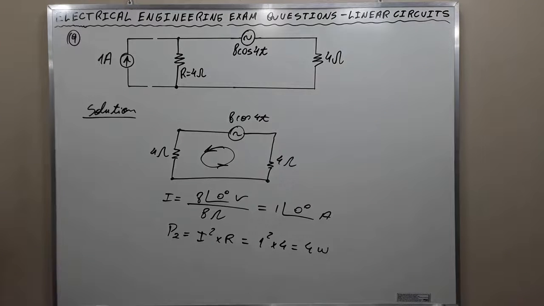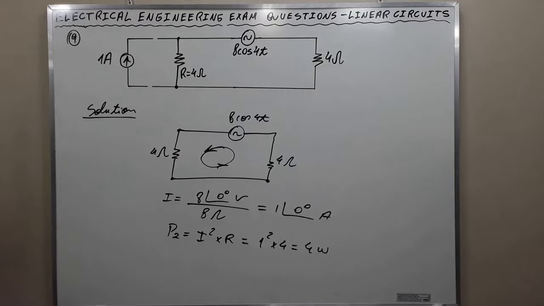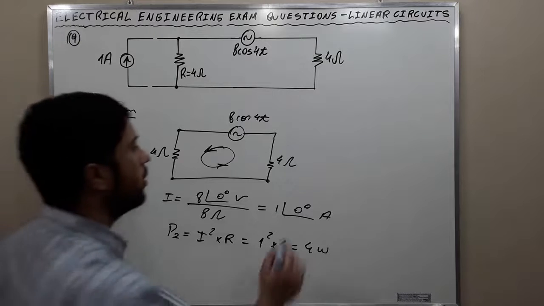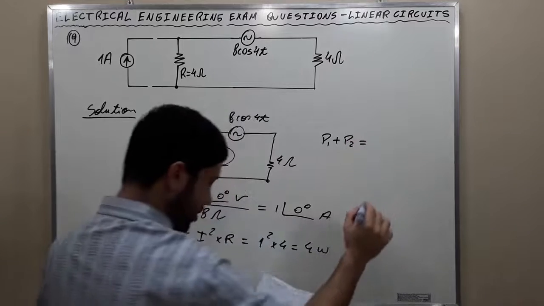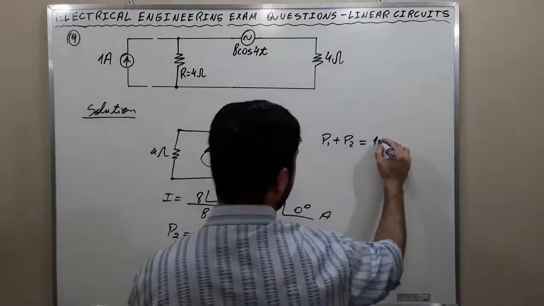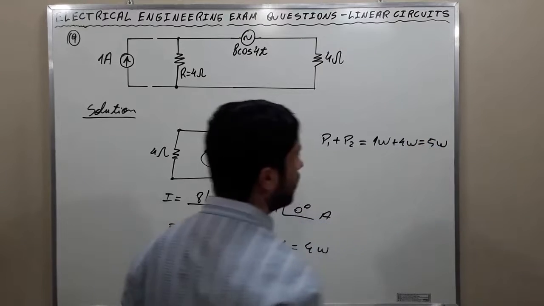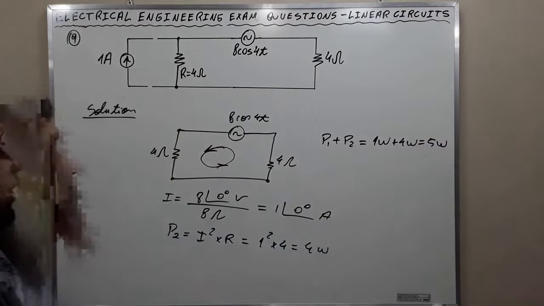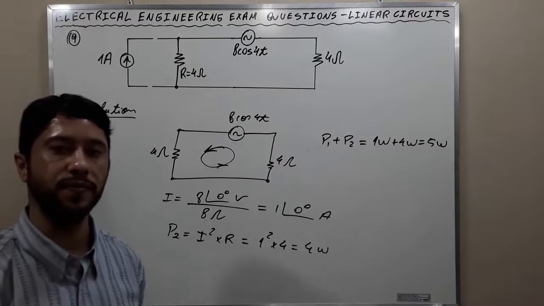And the average power consumed by this resistor here is going to be P1 plus P2, which is 1 watt plus 4 watts, which is 5 watts. Okay? This is the response of exercise 9. Let's go now to exercise 10.